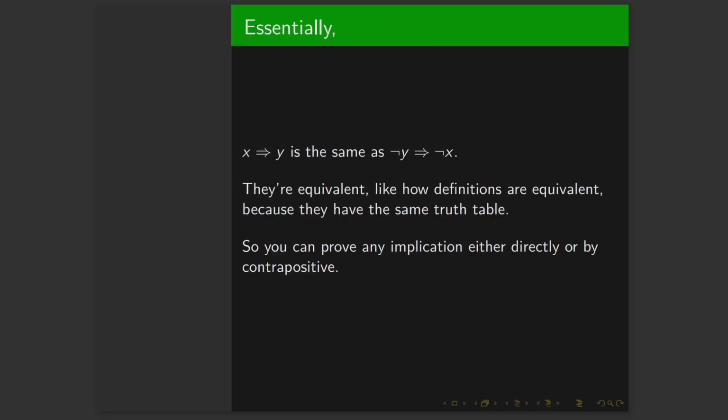Essentially, x implies y is the same as not y implies not x. They're equivalent, like how definitions are equivalent because they have the same truth table. So you can prove any implication either directly or by contrapositive. The question you might want to ask is, when do we want to work with contrapositives? When we're working with maybe equalities or strict conditions, sometimes what we want to show about y, so x implies y, is a very loose condition. But the negation of that is a very strict condition, which is something that we might want to work with. And I really love contrapositive. It's really fun. And it doesn't always work, right? It doesn't always make the question easier. Usually they're about the same difficulty, but it's always good to have another tool.